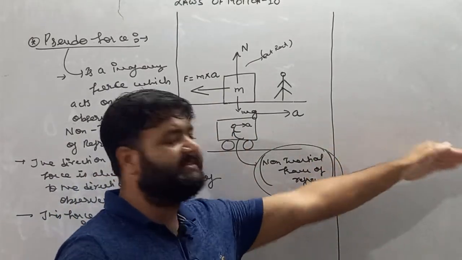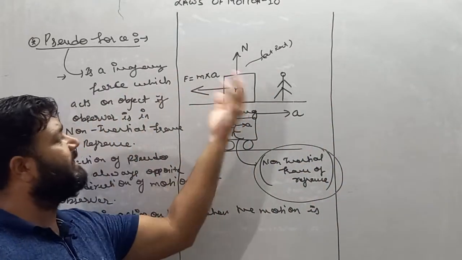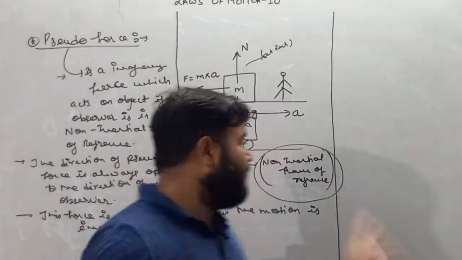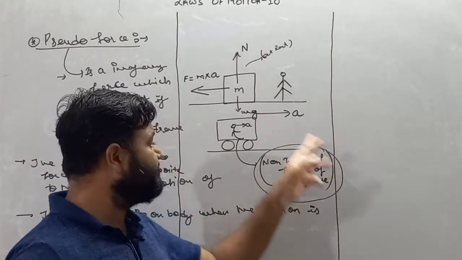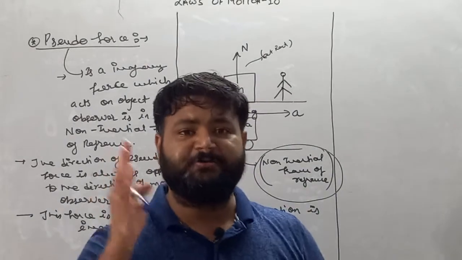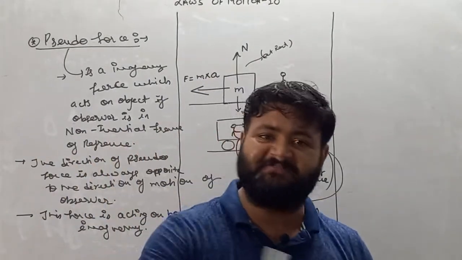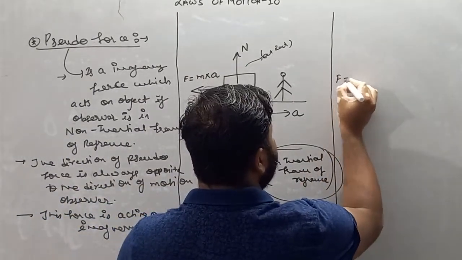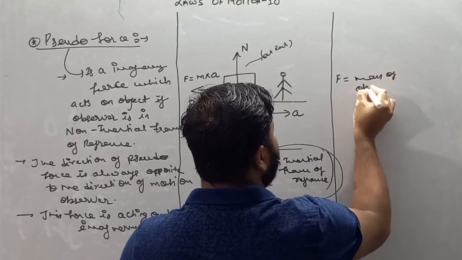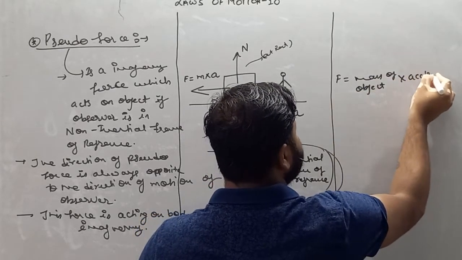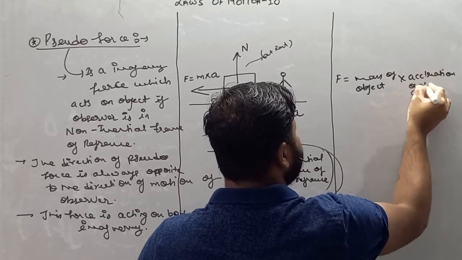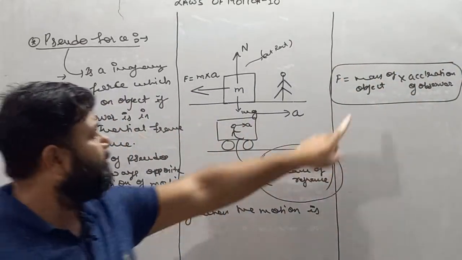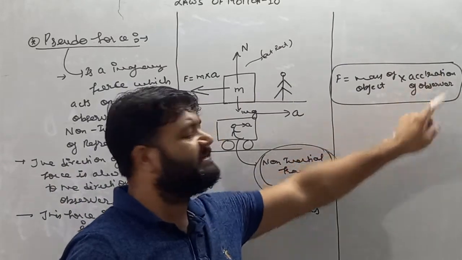If the observer is moving in this direction, then pseudo force is applicable in the backward side. Remember this thing, pseudo force is applicable only if the observer is accelerating. In that situation, we will say the observer is in a non-inertial frame of reference. And what is the value of pseudo force? It is ma. So pseudo force means mass of object multiplied by acceleration of observer. Remember this thing.